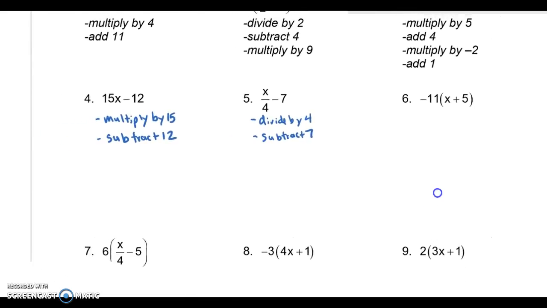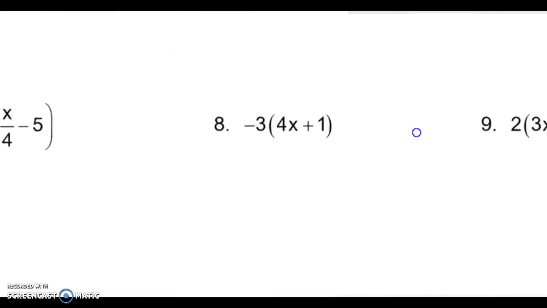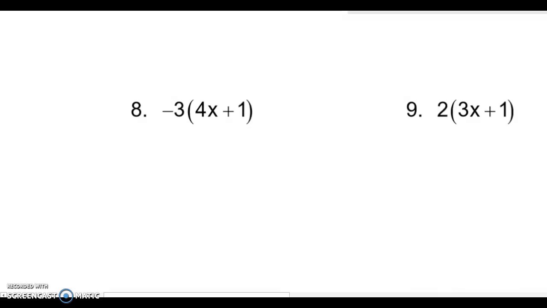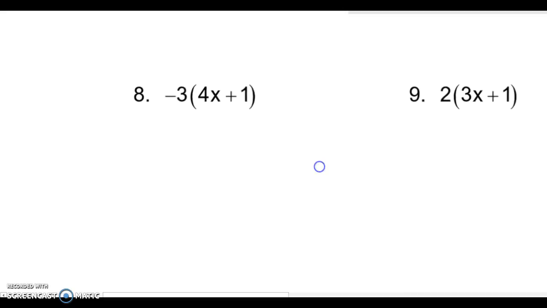Let's get to a more challenging one. Let's look at number 8. I love this one here. So we have -3 times the quantity 4x plus 1. Now we have those parentheses involved. So there's an additional step that we're going to have to do. And I'm going to be color coding these so we can see it a little bit better. We're going to start on the inside of the parentheses. So ignore that -3, ignore the parentheses for now. We're just looking at the 4x plus 1.